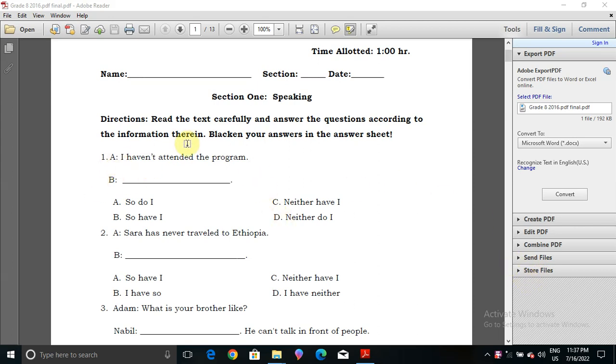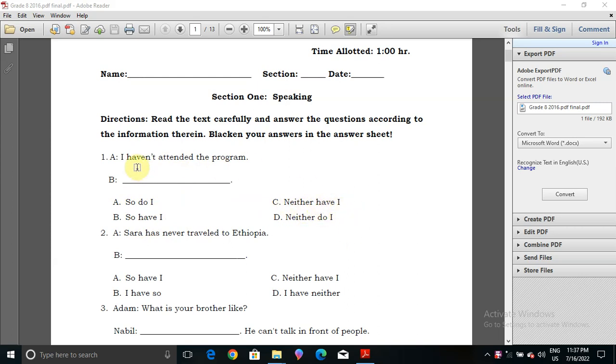Now let's start with the first question in this model. It is asking between two persons, A and B. A says something: "I haven't attended the program." B says what? "So do I," "so have I," "neither have I," or "neither do I." So the correct answer will be "neither have I."